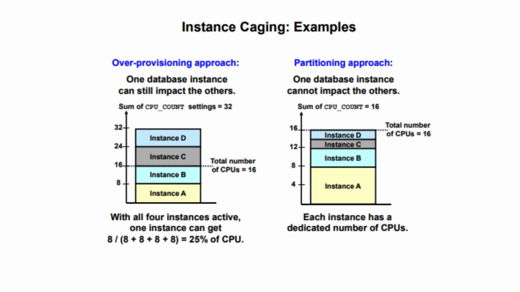Over-provisioning approach. This approach is appropriate for non-critical databases and low-load, non-critical production systems. Although the instances impact each other's performance, at any given time, one or more of the instances may be idle or experiencing a low load. Partitioning approach. This approach is appropriate for critical production systems. It prevents the instances from interfering with each other and provides predictable performance.